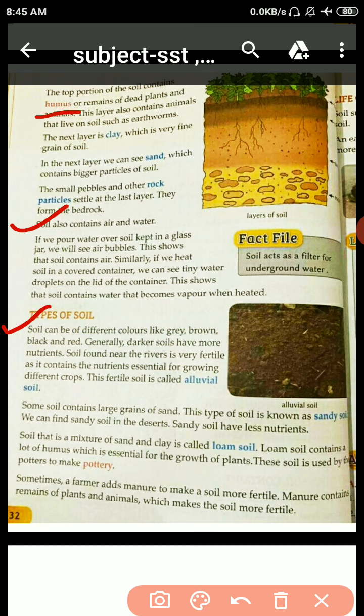We can find sandy soil in the desert. Sandy soil has less nutrients. Why do we call it sandy soil? Because sandy soil has less nutrients.